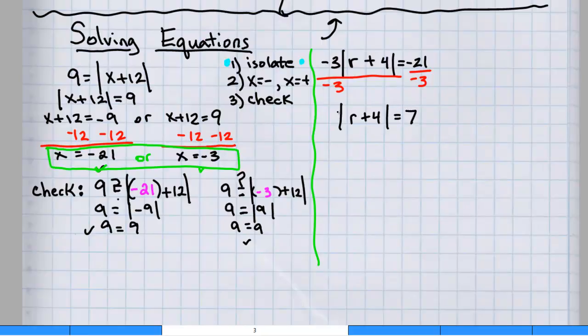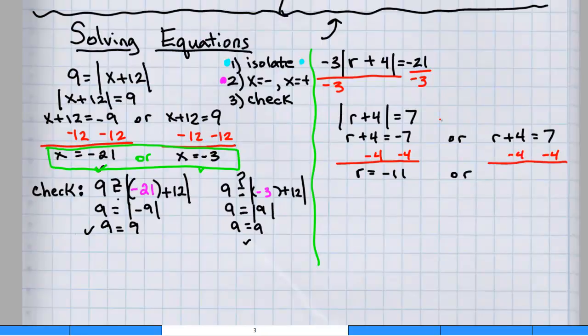Now you can see that the absolute value is isolated, so now we set up our two equations. Step 2. So I have r plus 4 equals negative 7, or r plus 4 equals positive 7. Subtract 4 from both sides, and we get r is equal to negative 11. Subtract 4 from both sides on the right-hand side, and we get r equals 3.